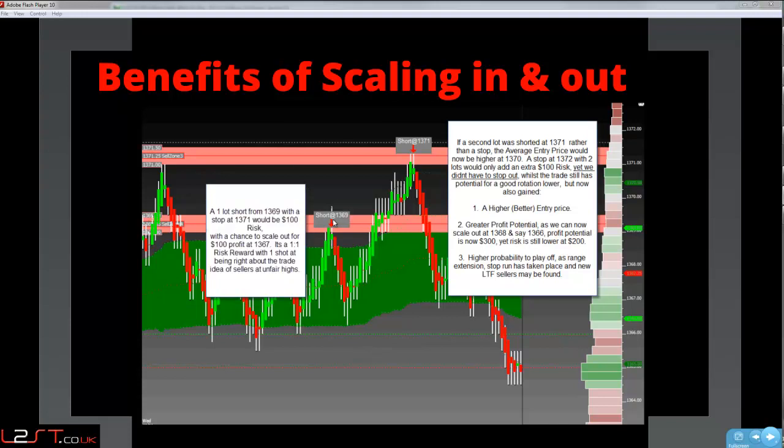So let's just example here. We shorted 1 lot at 13.69s. Now with this, stop would be at 13.71. So 2-point stop, 8 tick stop, which is $100 on the E-mini S&P, $12.50 a tick. We got a chance to profit at, say, 67s. 2-point target. We're going to go for a $100 profit target on a one lot. If it comes off, we'll get the $100. That's fine. It's a 1-to-1 risk reward ratio with one shot of being right. Now we either have to get it right here, or it's over. We're either going to get stopped out or we're going to hit our target.